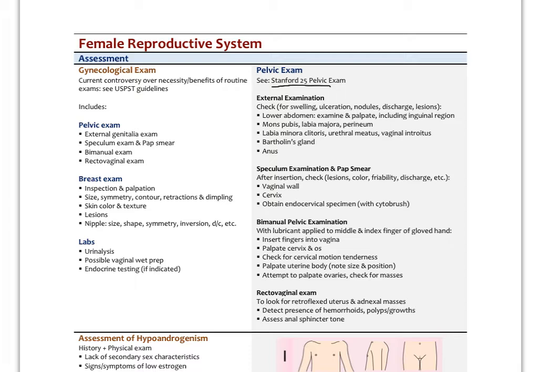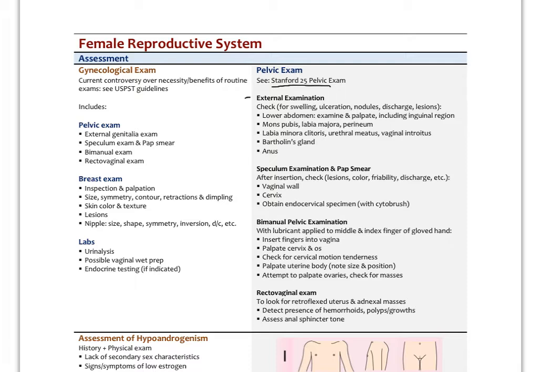reviewing this. The pelvic exam really just involves the external examination again, looking at the external genitalia for any swelling, ulceration, nodules, discharge, lesions. It includes the lower abdominal exam, which would include palpation of the inguinal region, inspection of the mons pubis, the labia majora, and the perineum, and then inspection of the labia minora in the vestibule, and the urethral meatus and the vaginal introitus. Palpation of the Bartholin's glands to make sure there's no accumulations or blockage of the gland there, or enlargement, and then inspection of the anus. So that's all part of the external exam.